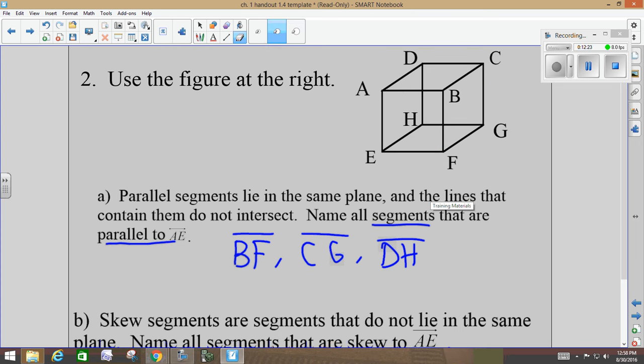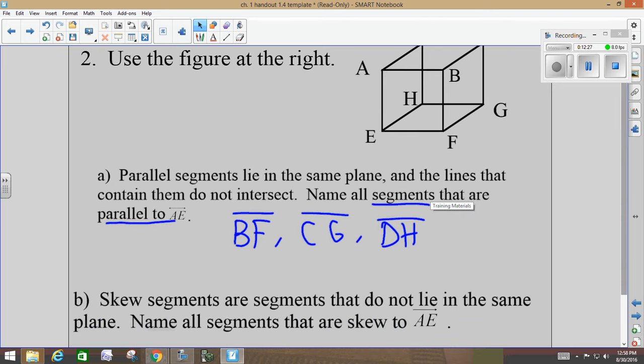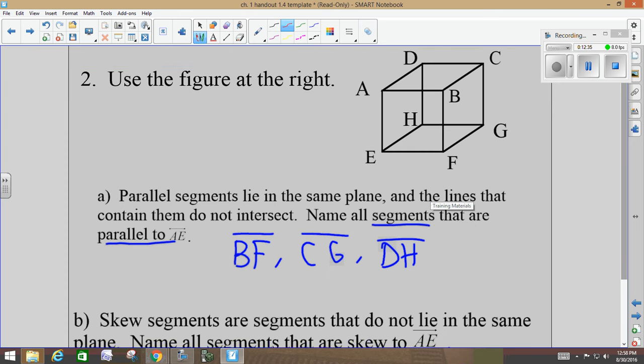Second half is about skew segments. Remember, they don't intersect, they're not parallel, they're non-coplanar. We're supposed to find all the segments that are skew to AE. Now we're trying to find skew segments in this prism. They don't intersect, but they can't be parallel. Brad, you got one? HG, is that what you said? Excellent. HG is a skew segment.